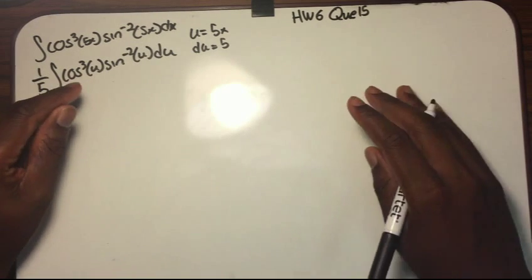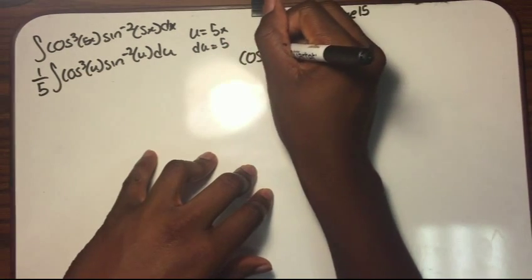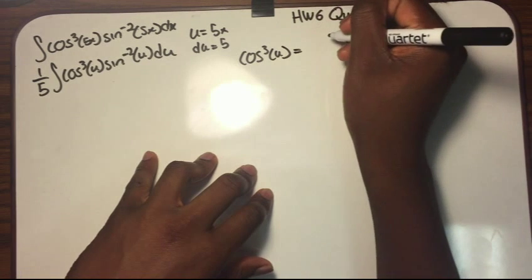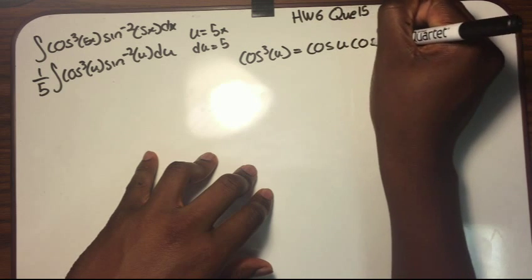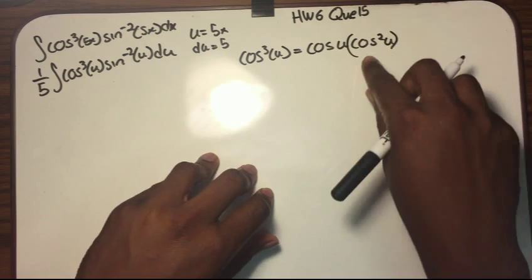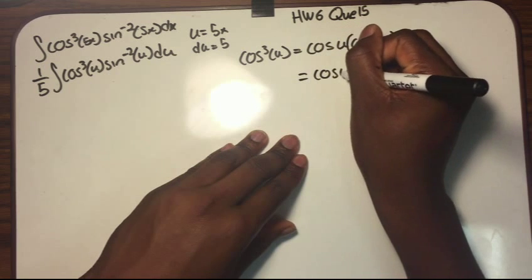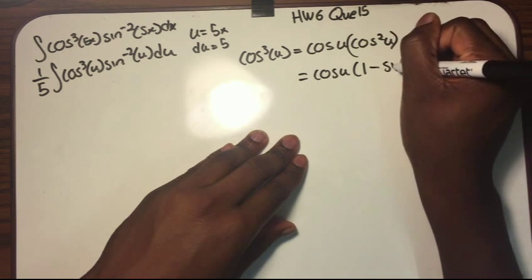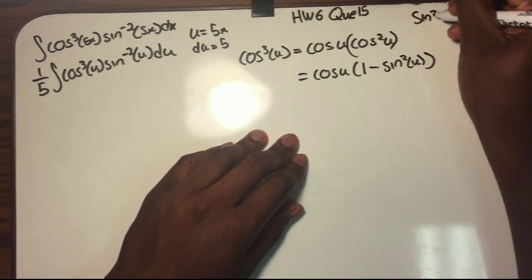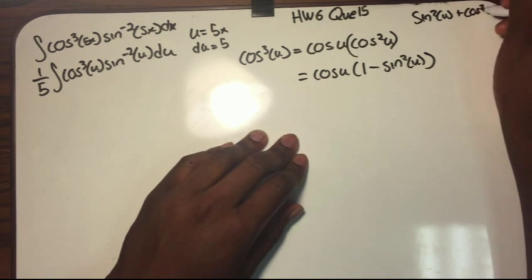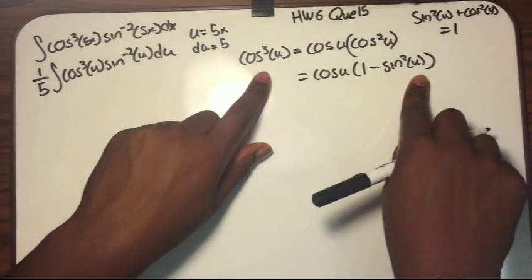And once we got to this step, there's a certain trig identity we're going to use, and it's with this cosine cubed. We can say here that cosine cubed of u is equal to cosine of u times cosine squared of u, correct? And now we use the trig identity here. So cosine cubed of u is equal to cosine of u times 1 minus sine squared of u, because sine squared of u plus cosine squared of u is equal to 1.